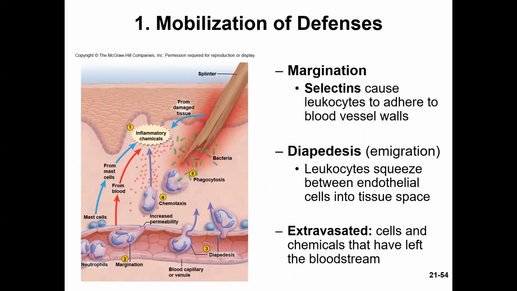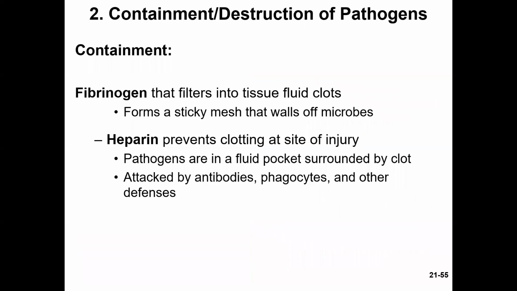So in this process, we have margination, in which selectins cause leukocytes to adhere to the blood vessel walls. We have diapedesis or emigration, where leukocytes squeeze between endothelial cells into the tissue space. Extravasated cells and chemicals that have left the bloodstream. So containment and then the destruction of the pathogen. Fibrinogen that filters into tissue fluid clots, forms a sticky mesh that walls off microbes.